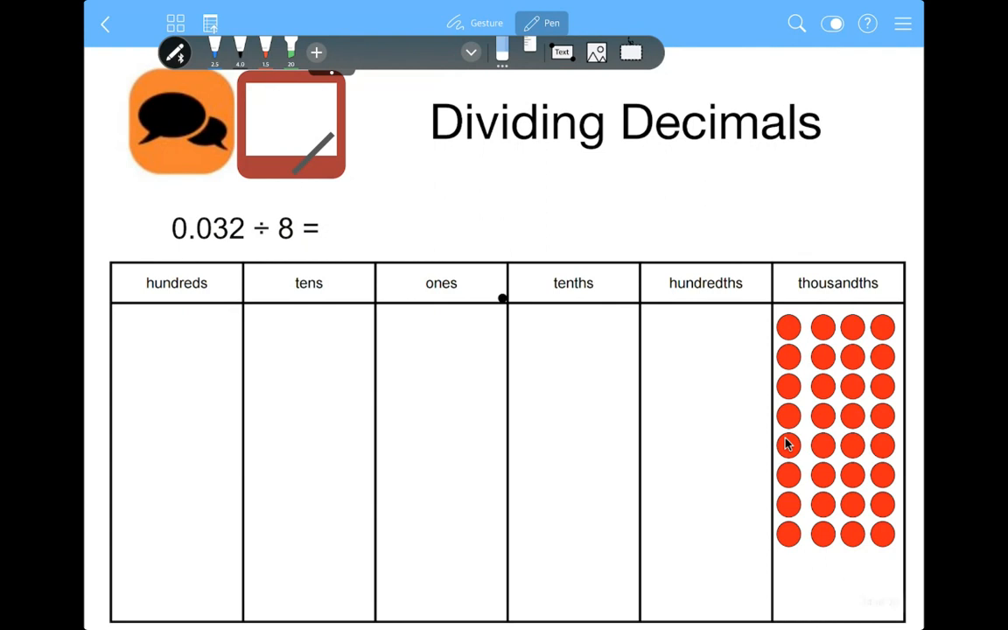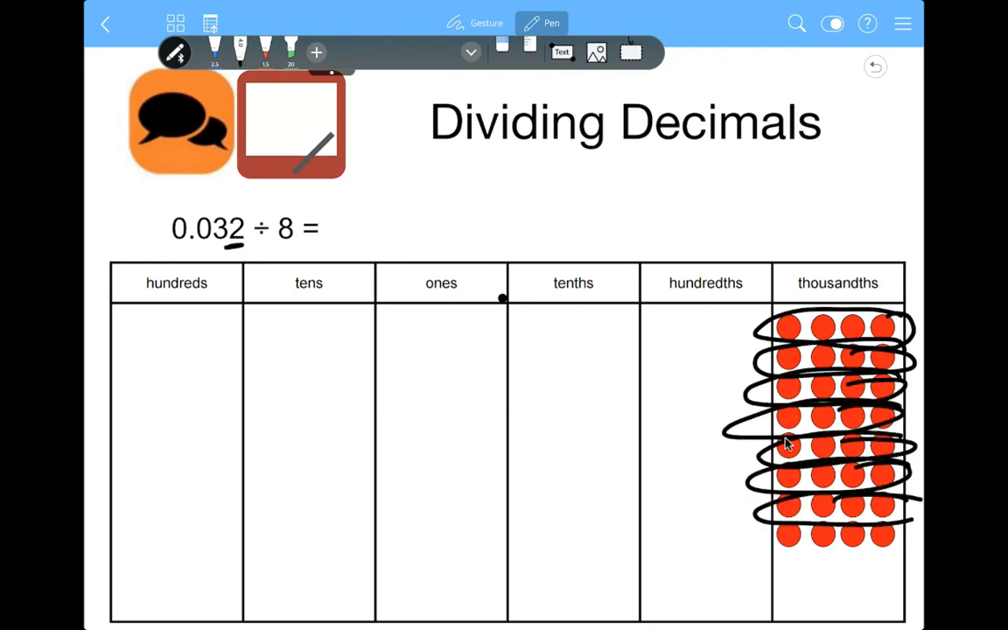Okay, the next one we're going to divide is 32 thousandths. Notice that 2 is in the thousandths place, divided by 8. So I'm going to come over here, and I've got 1, 2, 3, 4, 5, 6, 7, 8. So I've got 8 groups, or 8 rows here. So I'm just going to circle each of those rows. And I can see that there are 4 thousandths in each row. So I'm going to answer 4 thousandths as my answer.